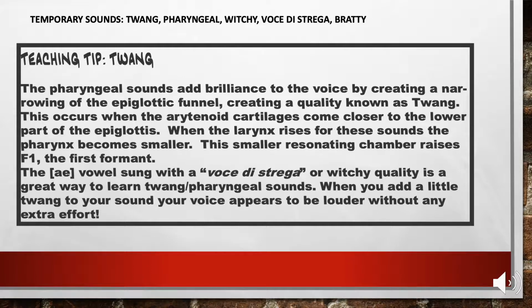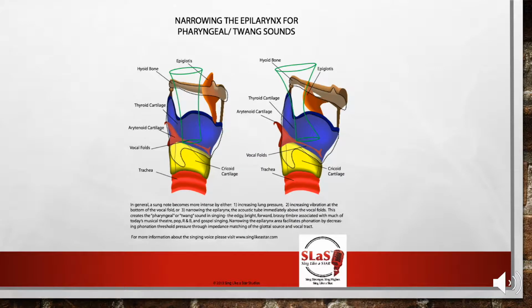This smaller resonating chamber raises F1 frequencies, the first formant. The A vowel sung with the voce di strega or witchy quality is a great way to learn twang and pharyngeal sounds. When you add a little twang, your voice appears to be louder without any extra effort. And here you see a graphic of narrowing the epilarynx for the pharyngeal or twang sounds.